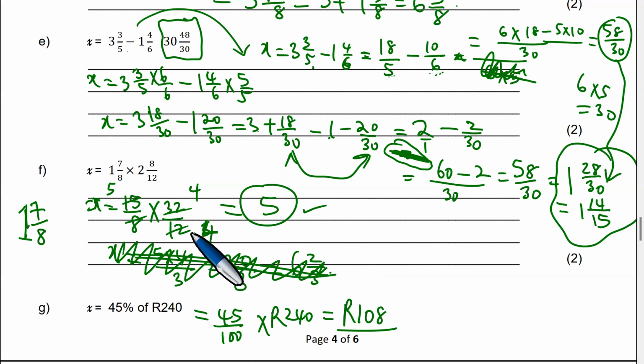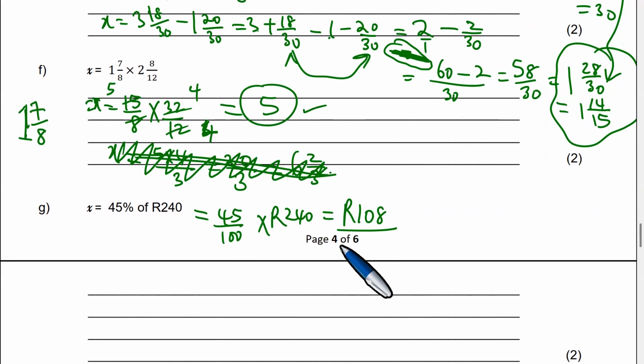Because 12 divided by 3 gives you 4, but 15 divided by 3 gives you 5, and the answer is 5. Okay. Yes, sir. Next question.